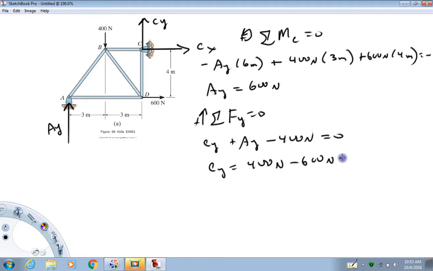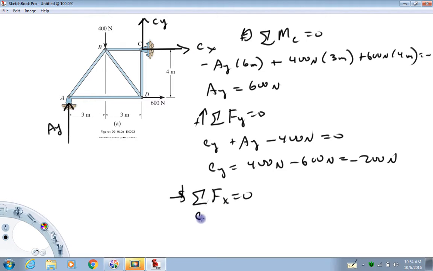So CY, it looks like, is minus 200 newtons. Nothing wrong with that. That just means opposite direction shown. And then sum of all forces in the x direction, and I'm not going to write this. Oh, yeah, I guess I will write it down. Sum of all forces in the x direction equals 0, right positive.